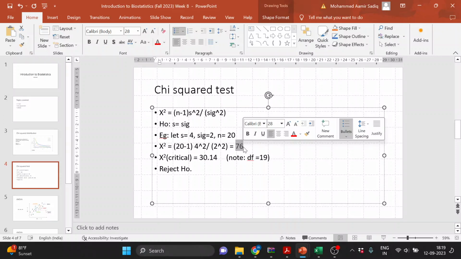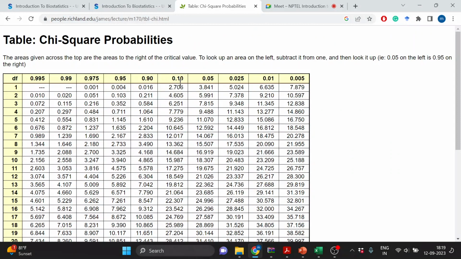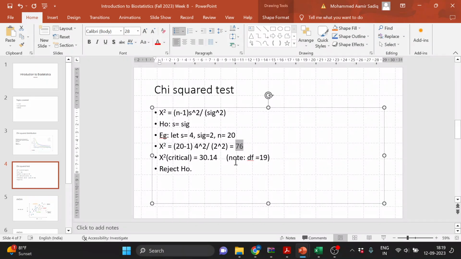What do you do after getting a value of 76? You go look up a table of chi-square distributions and probabilities. So the table looks something like this. So how many degrees of freedom do we have? I didn't specify the n. N is 20 here. So how many degrees of freedom do we have for this chi-square distribution?